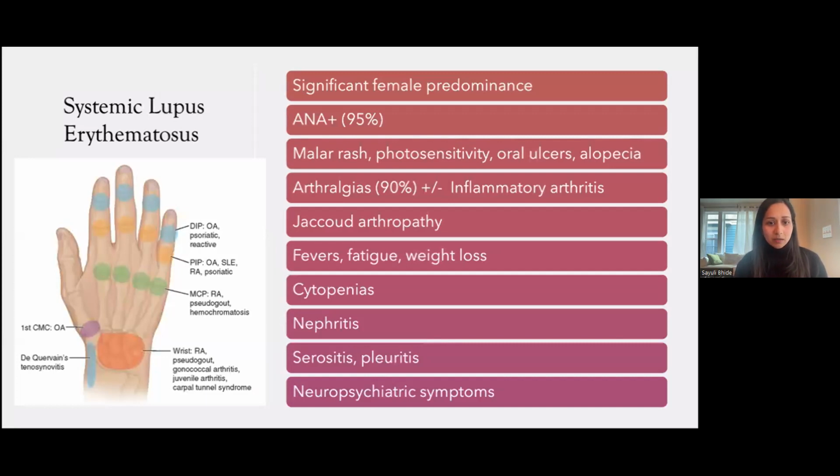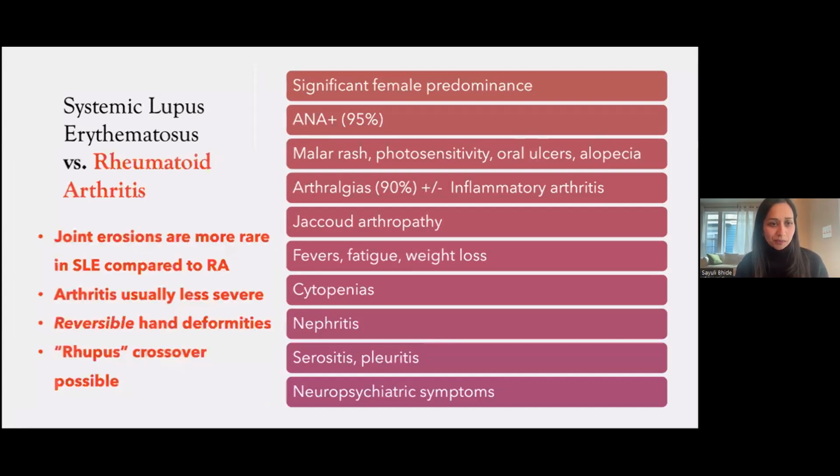Lupus tends to involve the pleura, but actually doesn't cause ILD very much. Joint erosions are also more rare in lupus, so when differentiating it from RA, arthritis tends to be less severe than RA arthritis. Hand deformities in the disease tend to be reversible, especially early on, whereas with RA, hand deformities are often permanent. And there is a lupus crossover, which we're not going to get into.